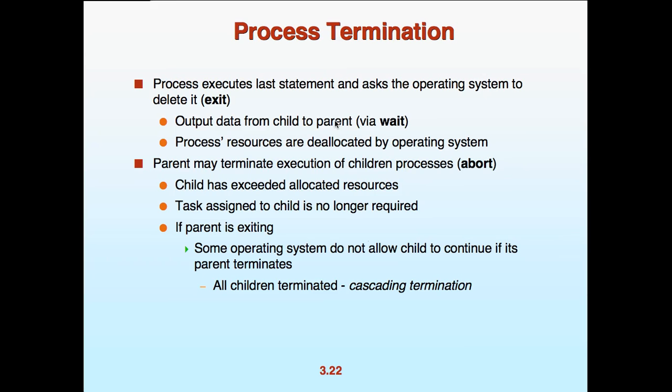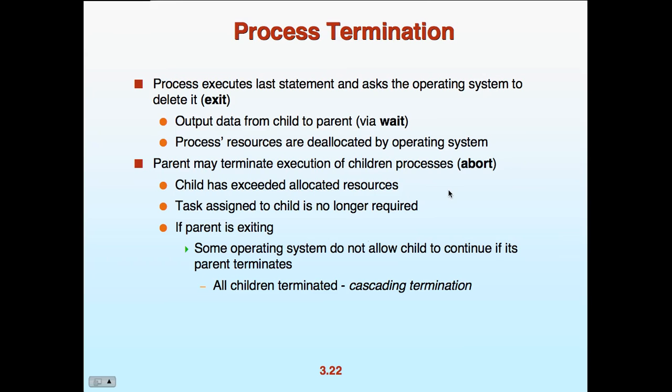Okay, so the output data from the child goes to the parent via wait. The parent waits, then the output from the child comes back up to the parent, and the parent's done waiting. The process's resources are deallocated by the operating system. The parent may terminate execution of the child process using an abort. You can abort the child, basically doing early termination without the child terminating on its own.